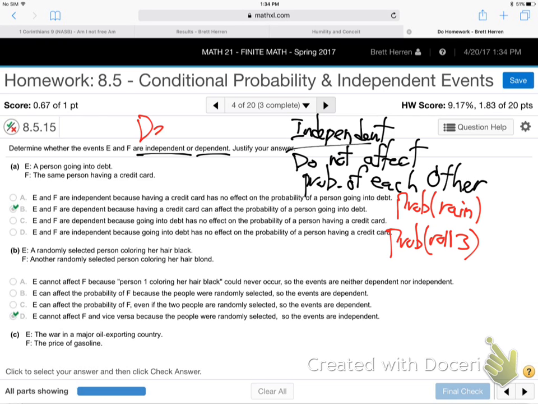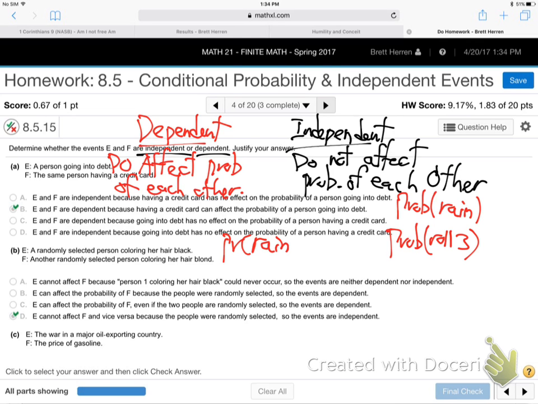Whereas dependent events do affect the probability of each other. So that would mean like, what's the probability it's going to rain today? And what's the probability I'm going to bring an umbrella today? Well, those are related.